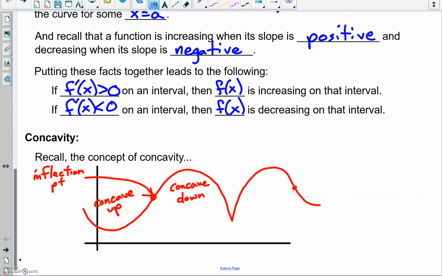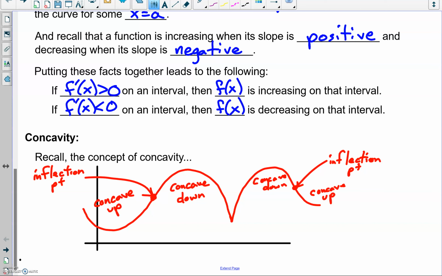And technically, there's another inflection point over here on the right where we change from concave down to concave up. So again, the inflection point is where you change concavity. And because of that definition, this little cusp point here where it's kind of spiky in the middle of the graph is not an inflection point. It's concave down on the left of it, concave down on the right of it. We did not change concavity, not an inflection point.